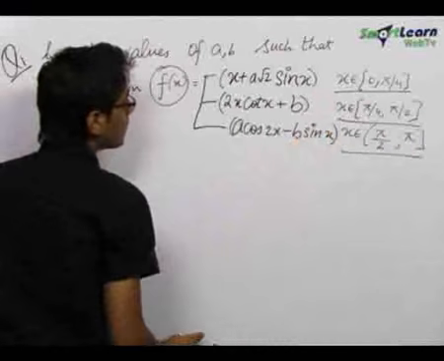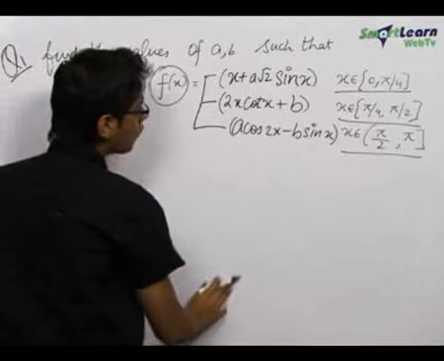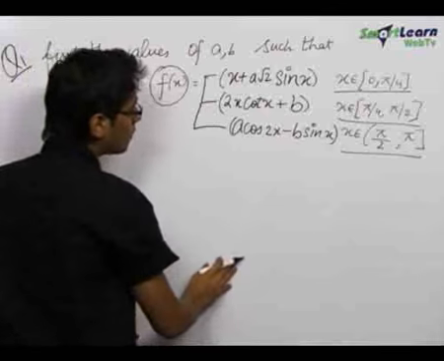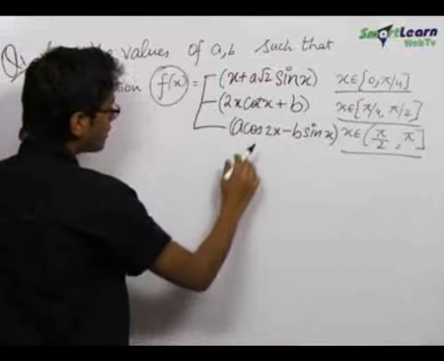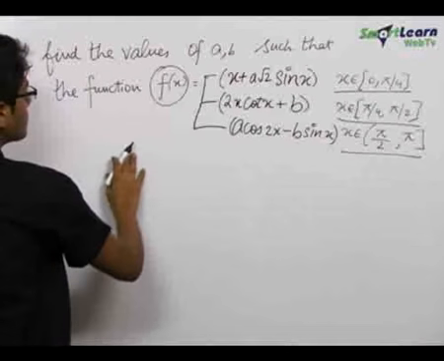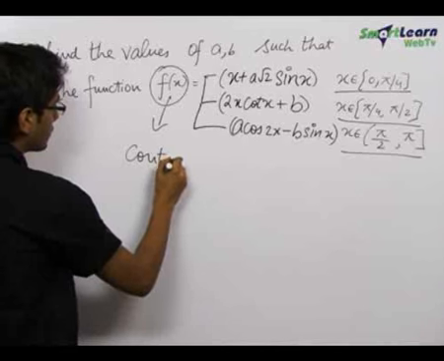From x belonging to 0 to pi by 4, we have x plus a root 2 sin x. For x belonging to pi by 4 to pi by 2, we have 2x cot x plus b. And for x belonging to pi by 2 to pi, f(x) is defined as a cos 2x minus b sin x. And we need to find the values of a and b such that this function is continuous.